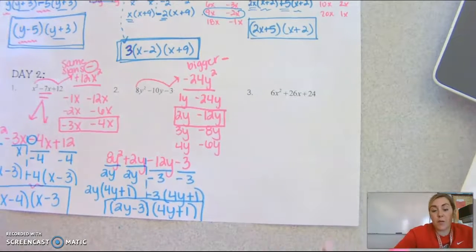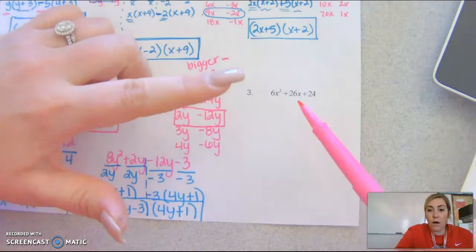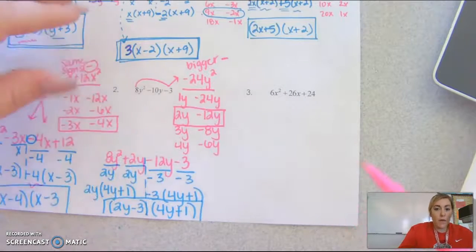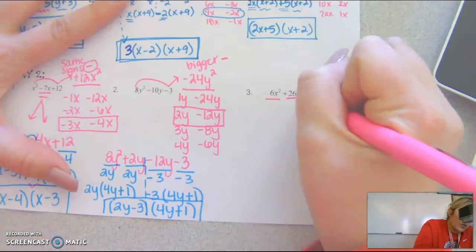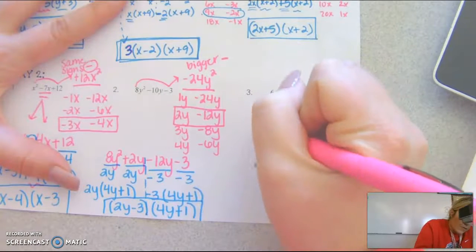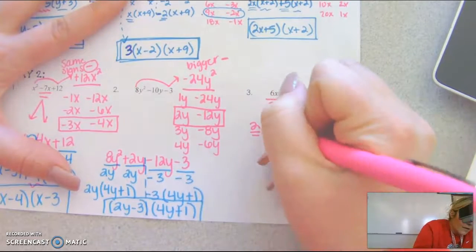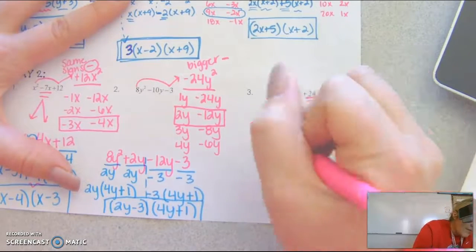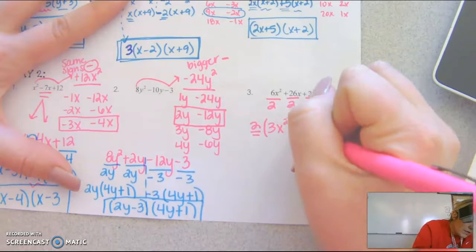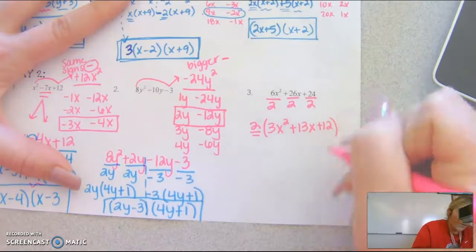So, number 3 is a little bit tricky because if you notice that these numbers in front, they all are even. If they're all even, then I should know right away that I have a GCF I can take out. My GCF is going to be a 2, so I'm going to take a 2 out of everything. I'm going to write my GCF in front. That's really important. I cannot forget that. And then write what I have left. So 6 divided by 2 is 3x squared. 26 divided by 2 is 13x. 24 divided by 2 is 12.